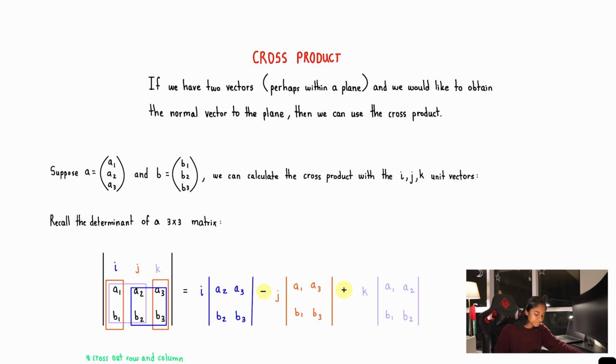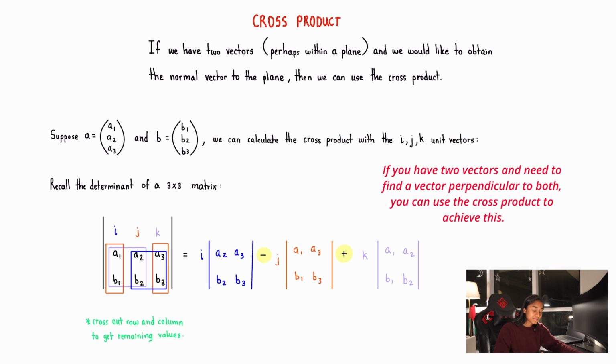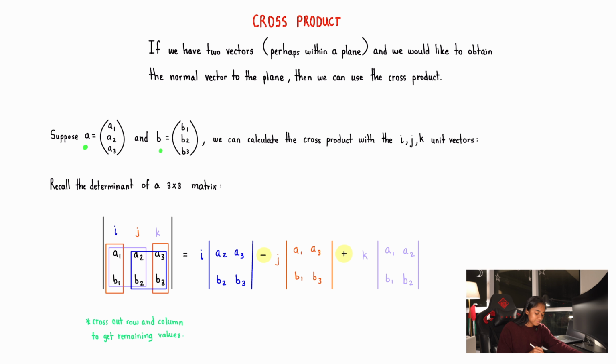And finally, we are going to learn about the cross product, which is important. So if we have two vectors, perhaps within a plane, and we would like to obtain the normal vector to the plane, then we can use the cross product. So pay attention now. Suppose we have A and B. We can calculate the cross product with the i, j, k unit vectors.